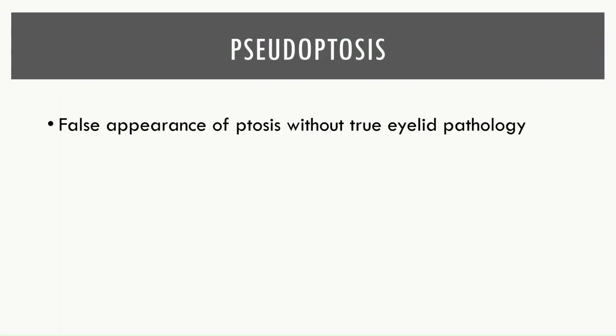Pseudoptosis is a false appearance of ptosis without true eyelid pathology. Pseudoptosis must always be excluded before labeling a patient as true ptosis, as management differs completely.